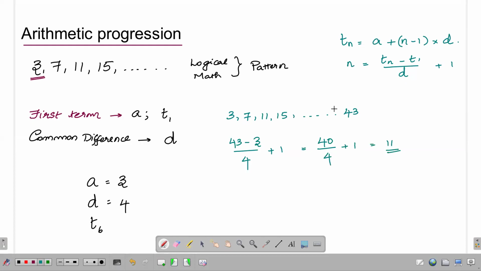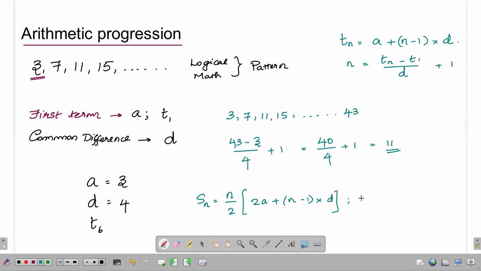You can see that in this given progression, there are 11 terms altogether. Now you want to find the sum to n terms, the sum to 11 terms of this progression. So how to find that? For that, there is a formula: n by 2 into 2a plus n minus 1 times the common difference. This is one formula which you can remember: n by 2 times 2a plus n minus 1 into d.